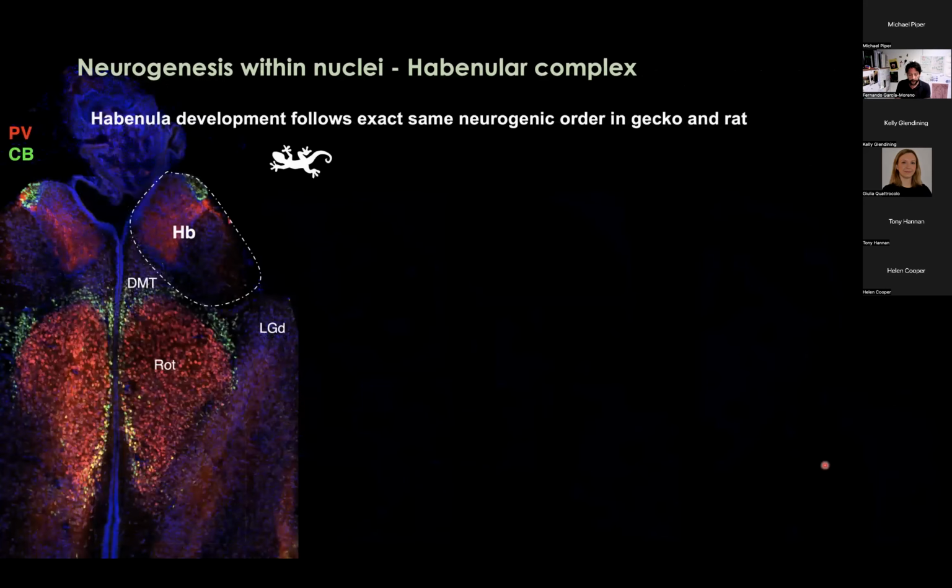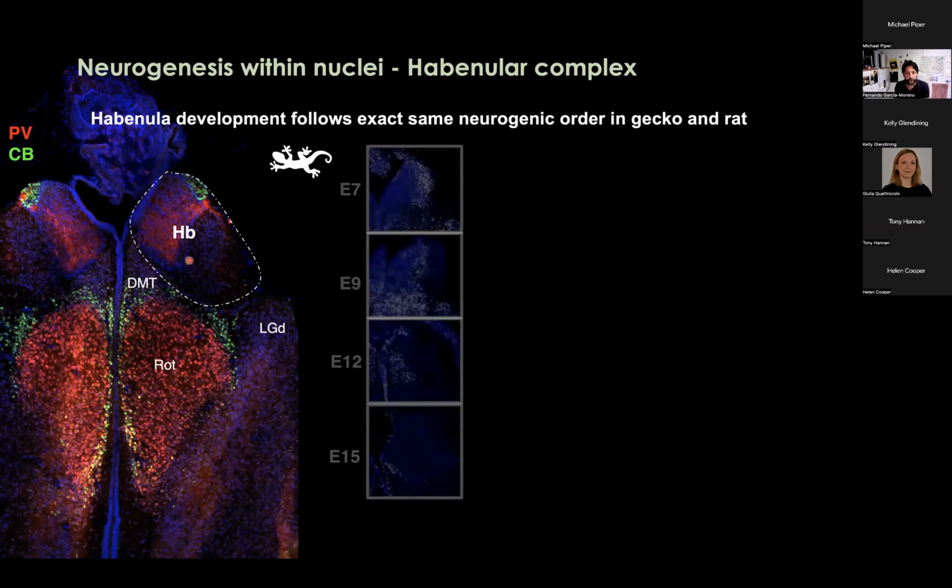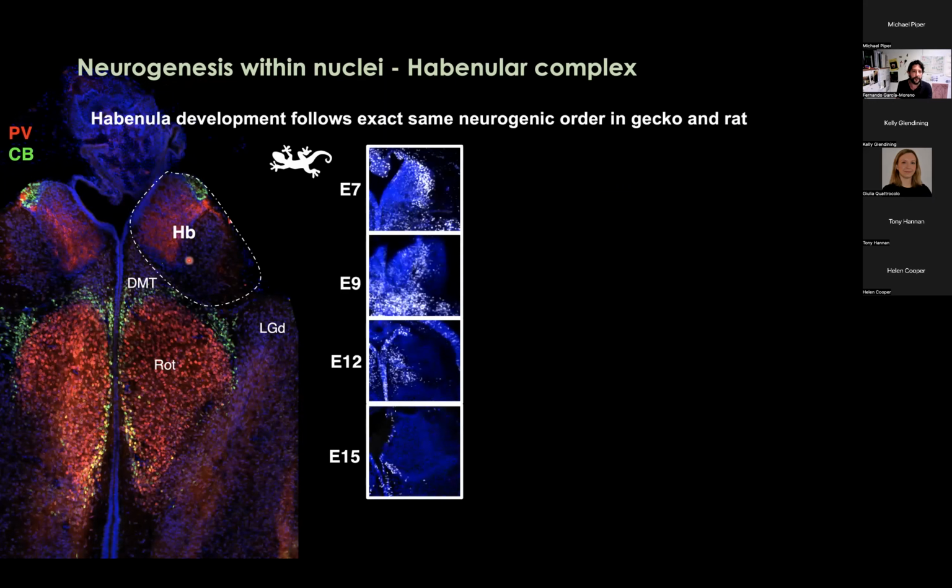We can go deeper. Instead of brain territories, we can go to a specific brain nucleus. And in this case, I'm presenting to you today the neurogenesis in the habenular complex of the gecko. We can identify this habenula. It appears at the dorsal-most area of the thalamus. And when we see when the neurons are generated, we see that the earliest neurons are generated and locate at the most lateral side of the habenula. And then later on, at different stages, they locate at intermediate positions, and the latest ones, at E15, locate at the most medial side of the habenula.